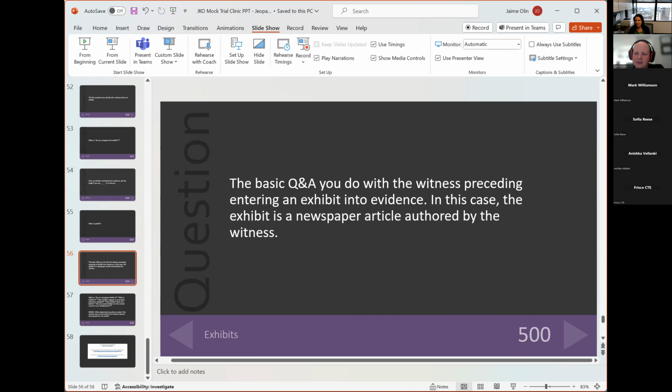You would lay the foundation about the newspaper article with the witness to lead up to asking the judge to bring it into evidence. And what does laying the foundation look like in terms of the types of questions that you would ask? You ask about the subject of the newspaper, what the newspaper is about, if they know when it was written, the purpose of it and all that stuff.